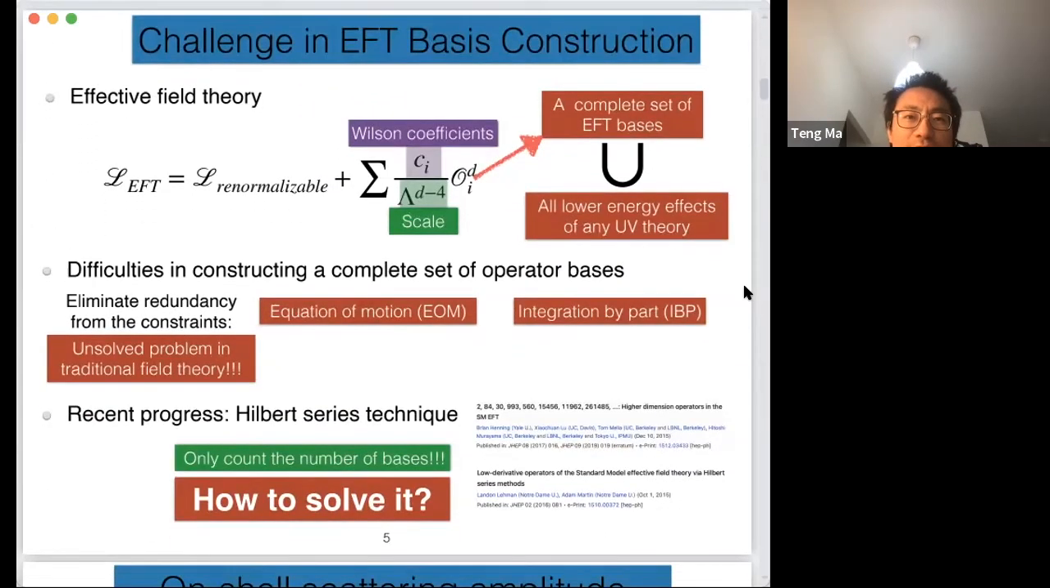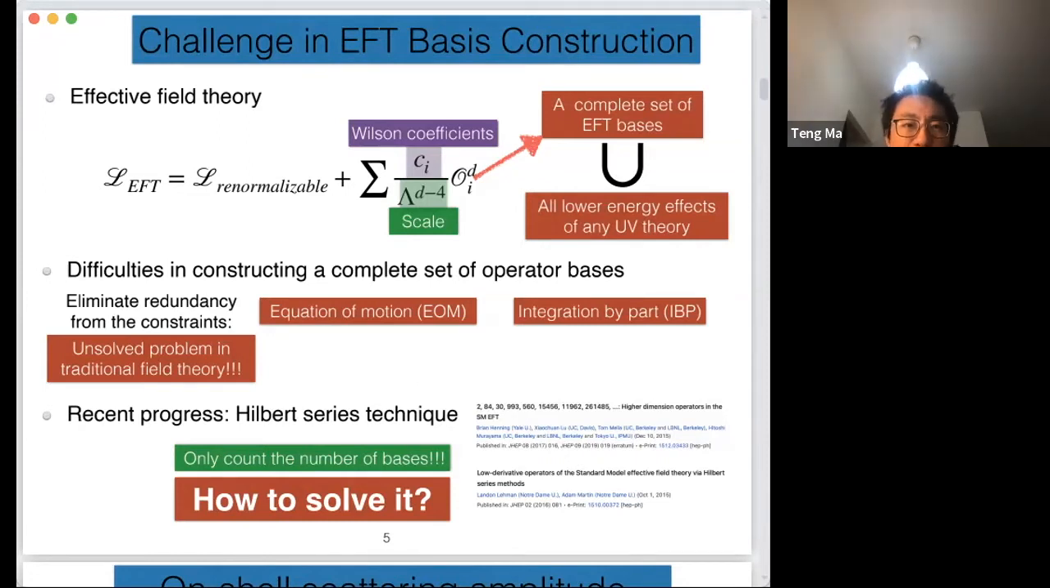Generally, a complete EFT, effective field theory, contains two parts: the renormalizable interaction and high dimension operators. For generic EFT, in order to fully describe the low energy effects of any arbitrary UV theory, this high dimension operator basis should be complete and independent. But in traditional field theory, constructing this complete and independent operator basis is very difficult. Generally, when constructing the operator basis, some operators are redundant because of the equation of motion and IBP constraints. How to systematically eliminate the redundancy from the equation of motion and IBP is still a problem in traditional field theory.